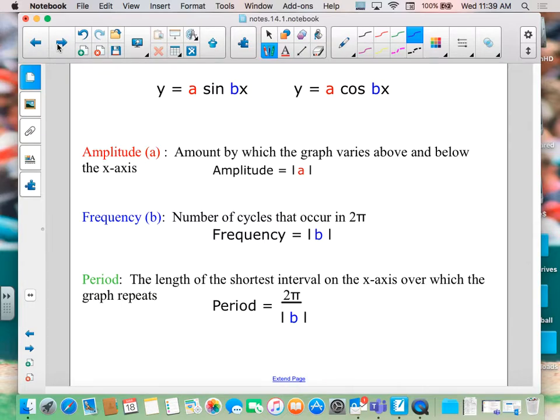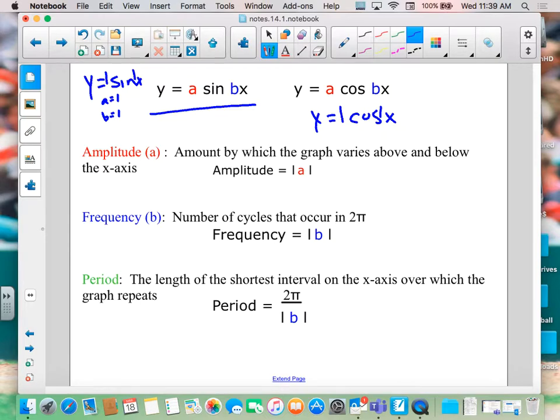All right, here's some more things to put in your notes. This is the general form for a sine function. Notice I was writing y equals sine x. Well, that's the parent function. A is 1, b is 1. There's really a 1 here and a 1 here. Same thing with cosine x. When we've been writing that, that's your parent function. A is 1, b is 1. So A is going to represent the amplitude from now on. That's going to be the amount the thing goes above and below the x-axis.